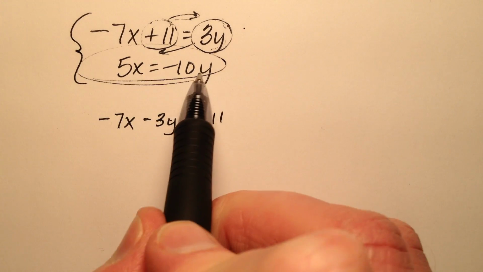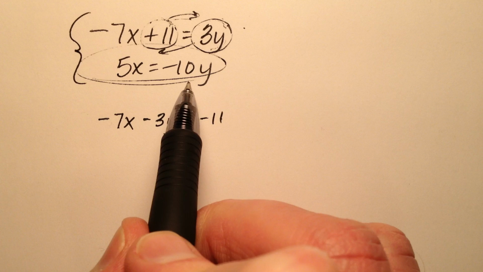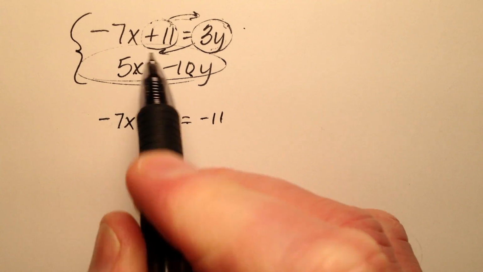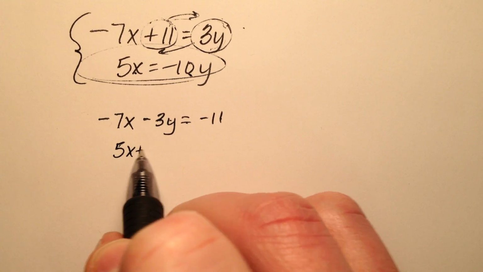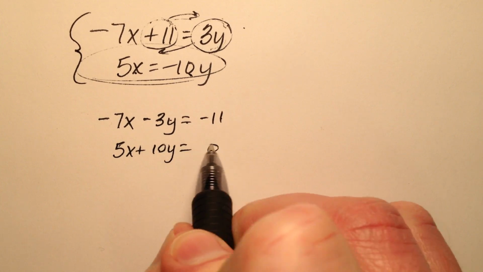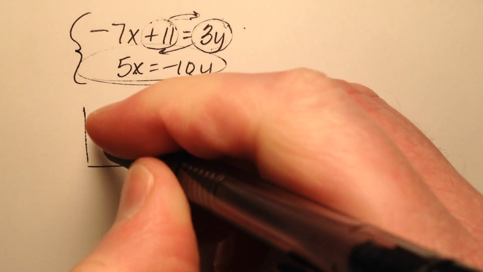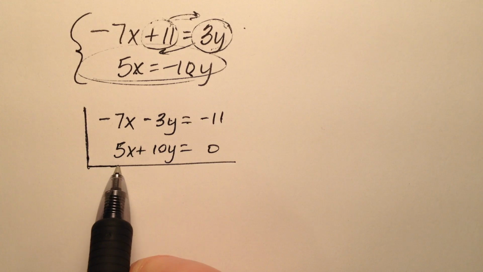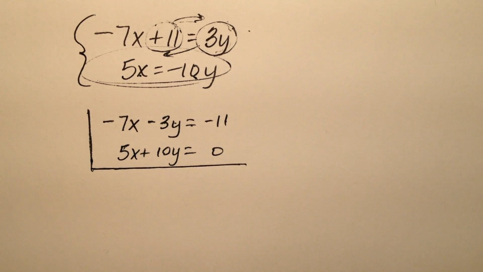And the second equation here, there is no constant, so I know that's just going to be a 0. So I'm going to add 10y. So I have 5x plus 10y equals 0. Okay, so I'm going to write little bars here for the elimination.